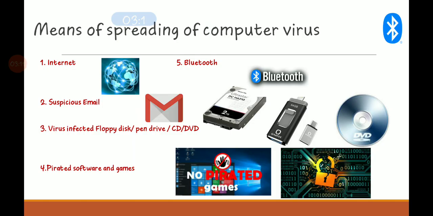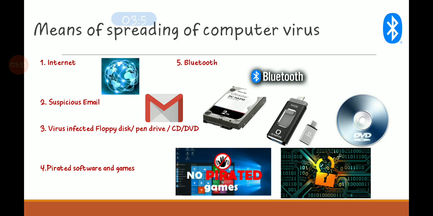Now let's go to the means of spreading of computer virus. What are the ways through which computer viruses spread? Number 1, internet. The internet is used to share information from one computer to another, or from one place to another place. So once we share infected files from one computer to another, it transfers the viruses as well, because viruses use the files and folders as their host and they hide in them.